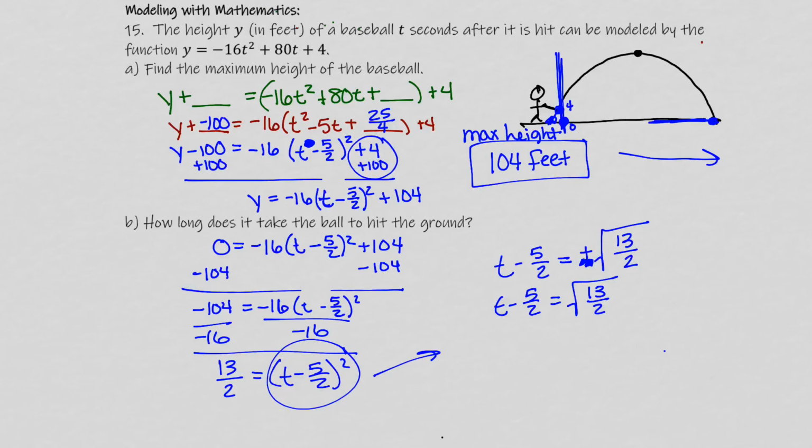And then I need to add 5 halves to both sides. So it's going to be t equals 5 halves plus the square root of 13 over 2. You cannot combine those. It's all under the square root. It is not 5 halves times the square root of 13 over 2. And then I'm going to plug this into my calculator and round, and I get about 5.1 seconds. Okay, seconds. Or if it wants a whole number, it'd be 5 seconds.